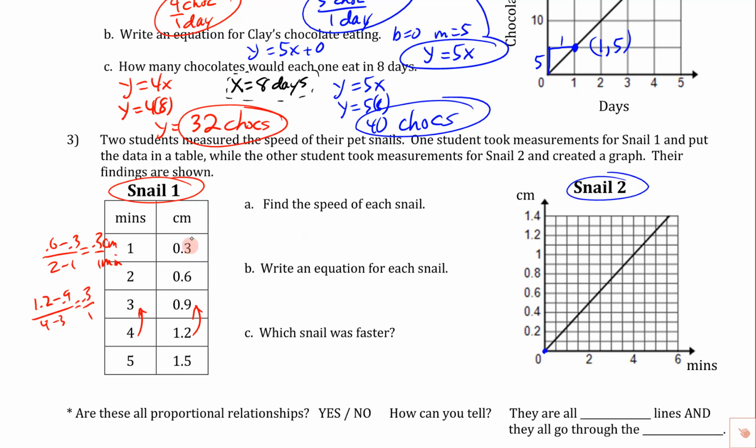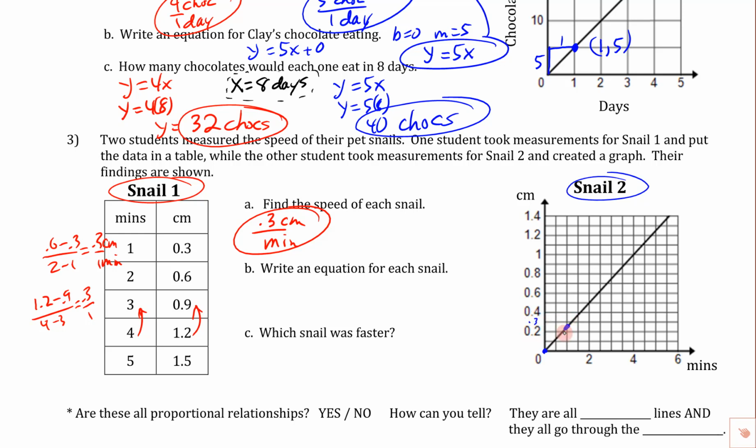So the speed of each snail. On snail number 1, this is going to be 0.3 centimeters per minute. Okay, so I'm going to circle that one. And then for snail number 2, let's find where we are right here. So if this is 2 minutes, 1 minute has to be right here. Okay, so we'd be about right there. So that is in between. Let's see, if this is 0.2 and this is 0.4, this would be 0.3. And it's not quite at 0.3.